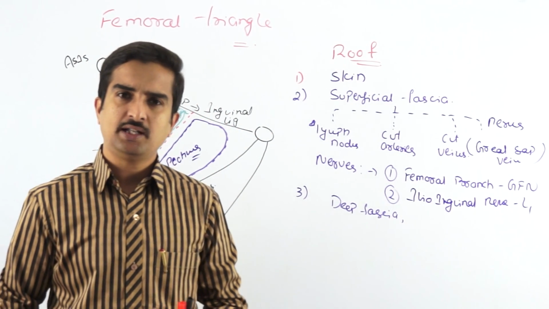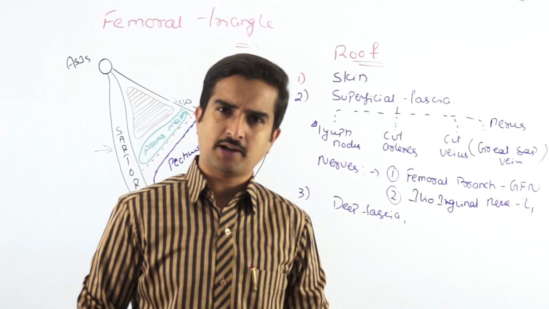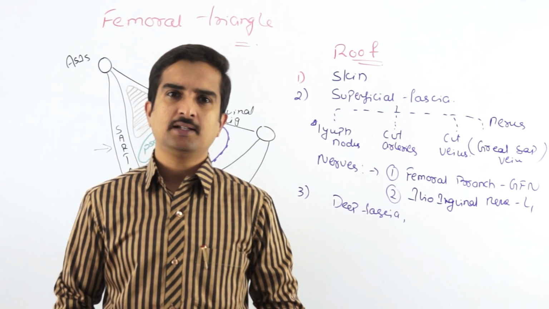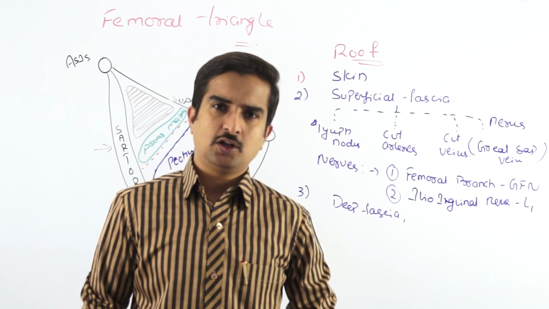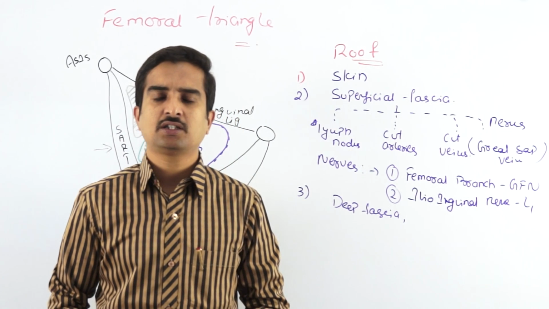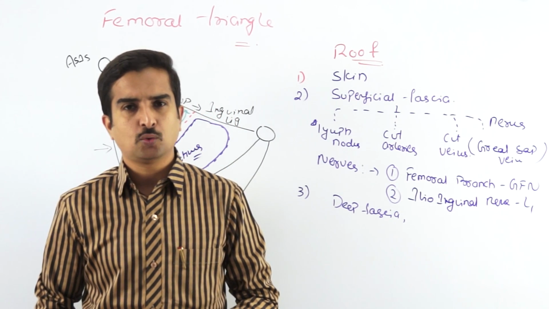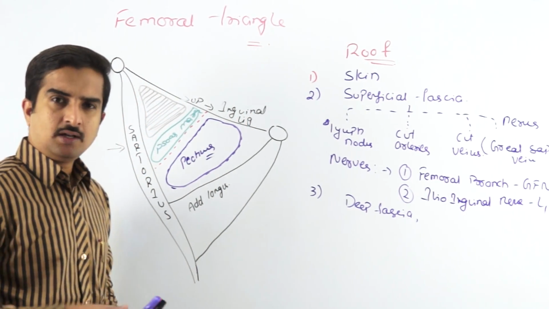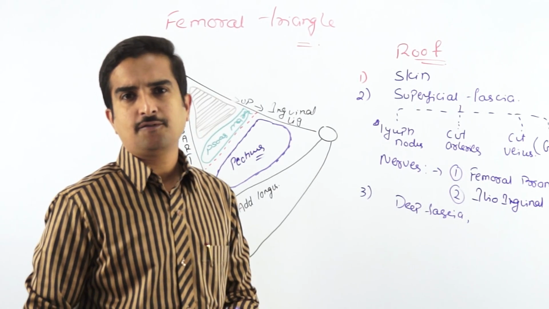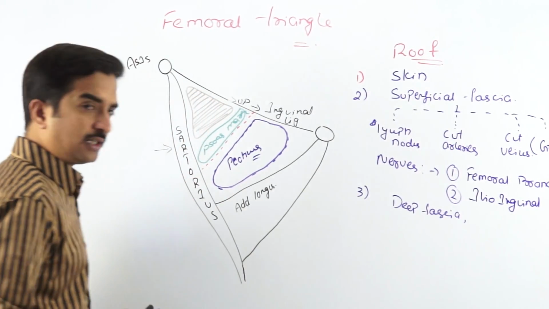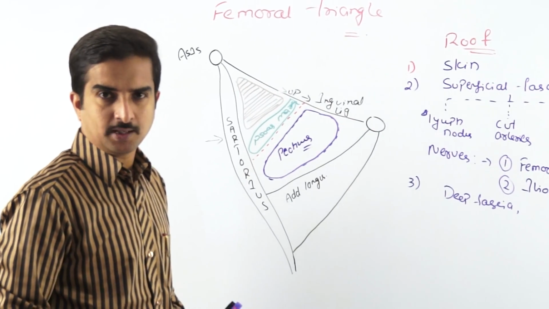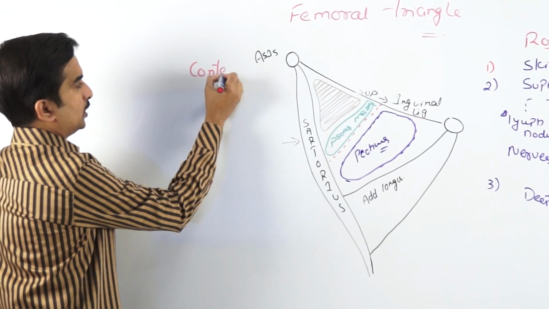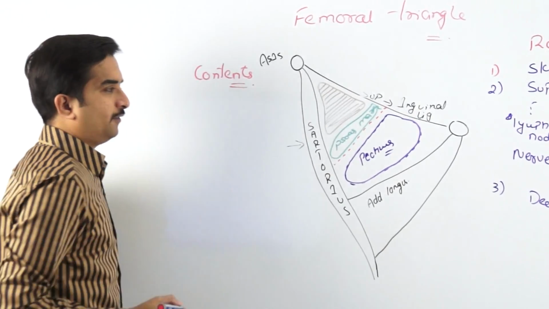So till now we discussed the boundaries of the femoral triangle. After the boundaries we discussed the structures which are forming the floor of the triangle. Just now we discussed the structures which are forming the roof of the femoral triangle. After this, now we have to discuss the contents of the femoral triangle. The contents of the femoral triangle are very important here. So now here I will write contents. Contents of the femoral triangle.